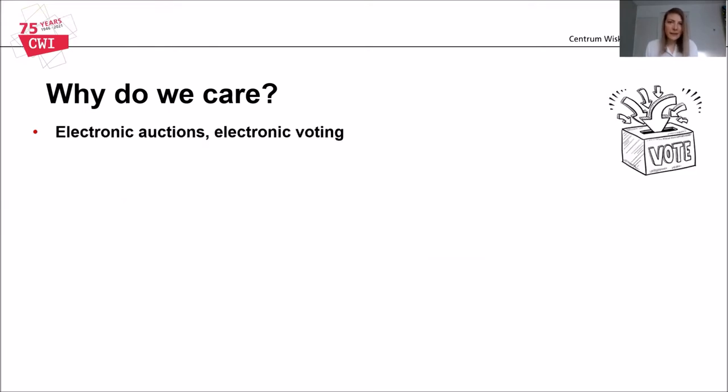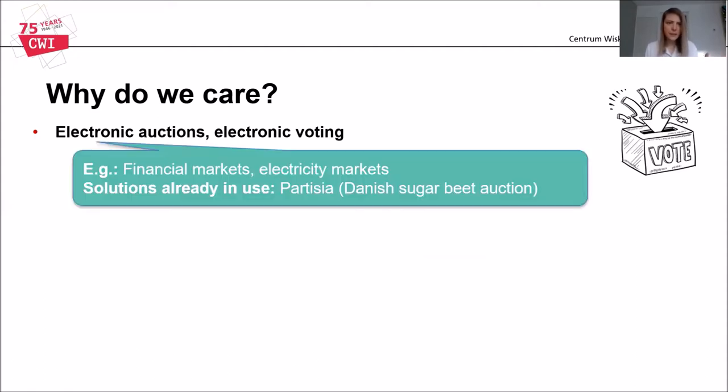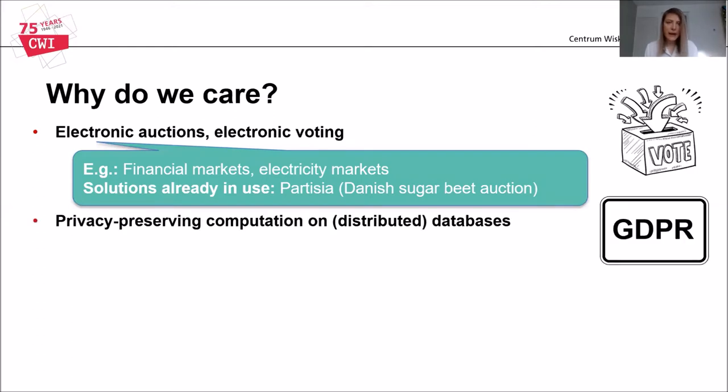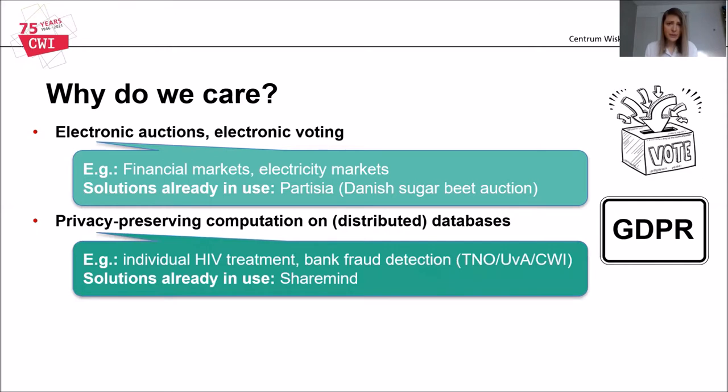So we had the beginning examples, but what are other contexts where this is useful? A very straightforward one is electronic auctions and electronic voting, for example, auctions for financial markets and electricity markets, where you want to hide the individual bids. As I already said in the beginning example, you can use it for privacy preserving computation on distributed databases.